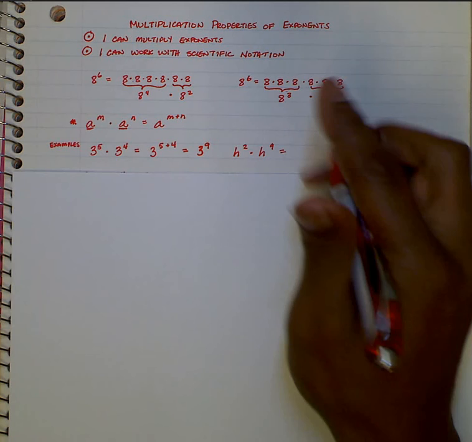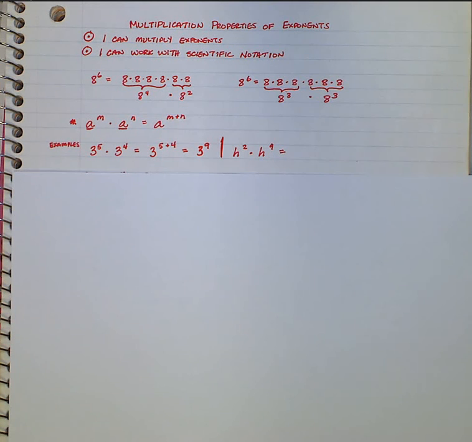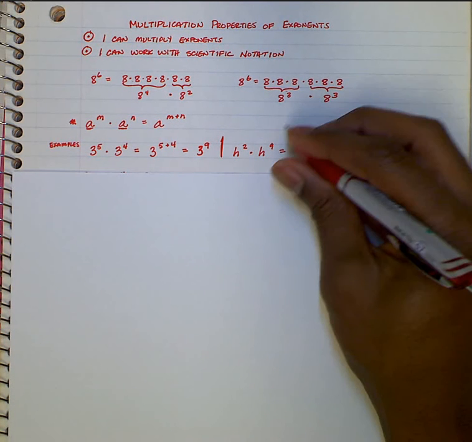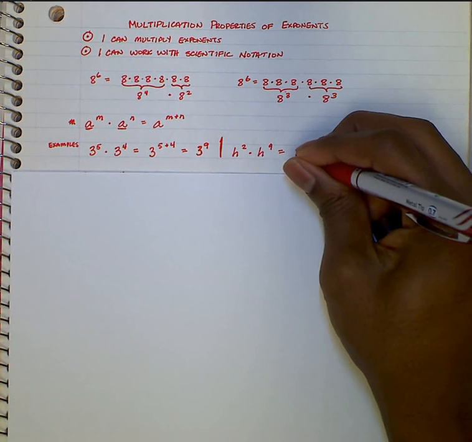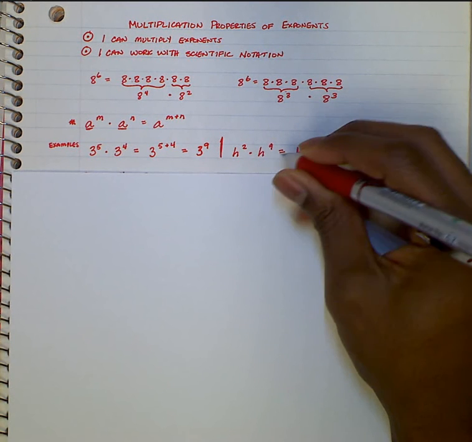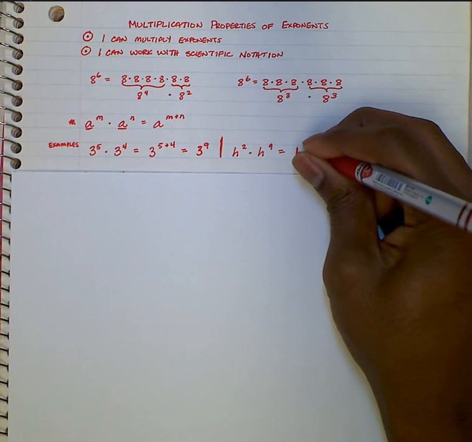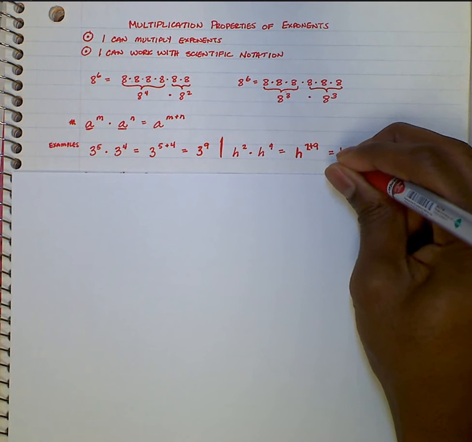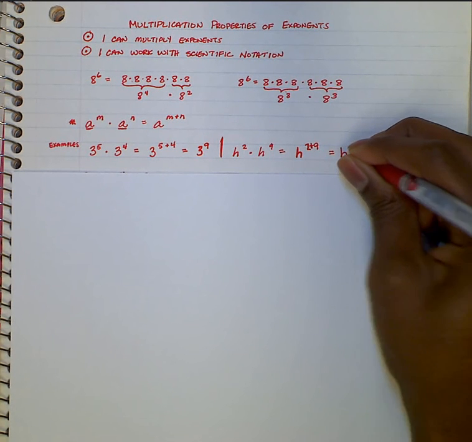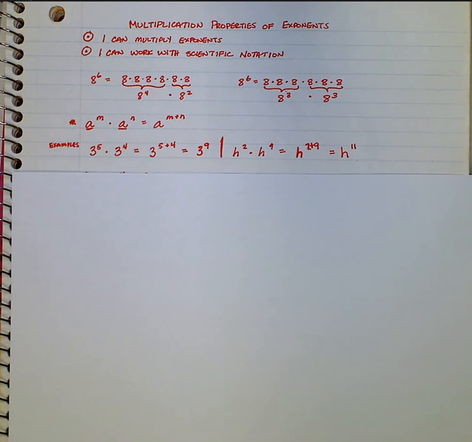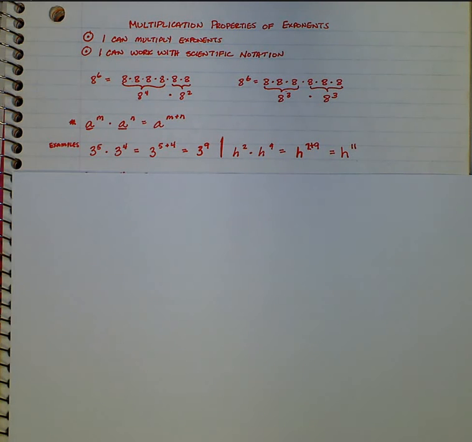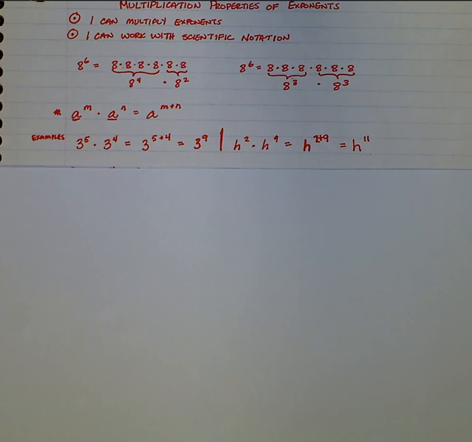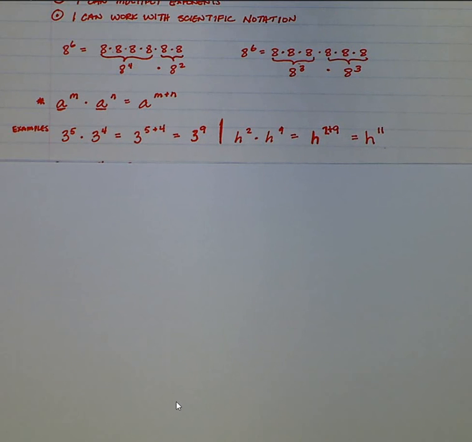Here, just outlined, we have h squared and h to the 9th. Same base, both of the bases are h, so our new base will be h. Squared and h to the 9th, 2 plus 9. Maybe I should write it that way. 2 plus 9, and that will give us h to the 11th. Alright.